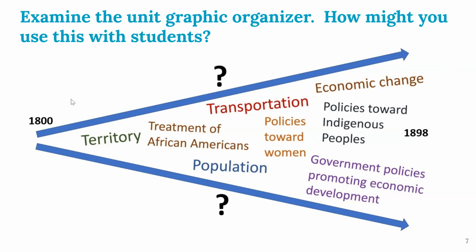As you're thinking about that, I'll just point out, you'll notice that this unit is asking students to look at change over time from 1800 until 1898. And they're really taking a look at some big topics. So they're looking at territory, treatment of African Americans, population, transportation. You'll see there's a lot of things here they're going to trace over time and look at what has changed or perhaps not changed over the course of the 1800s.